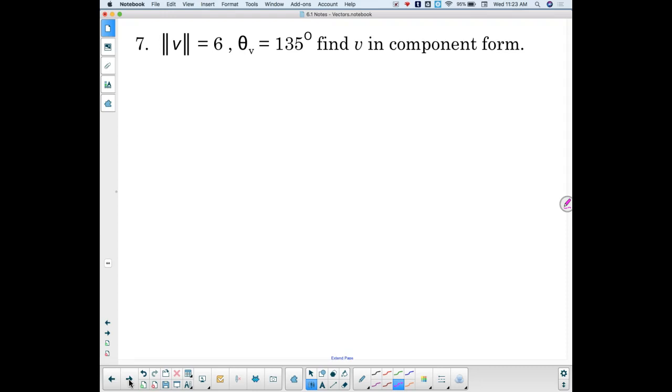Here, on this one, we're given the fact that the magnitude of my vector is 6, so the length of the vector is 6, and the direction angle is 135 degrees. So if I draw that out, 135 degrees would be over there, which leaves me then with 45 degrees as a reference angle. I need the component form, which means that I need the y value, the vertical value of it, and the horizontal value of it, given the fact that the length here is 6.